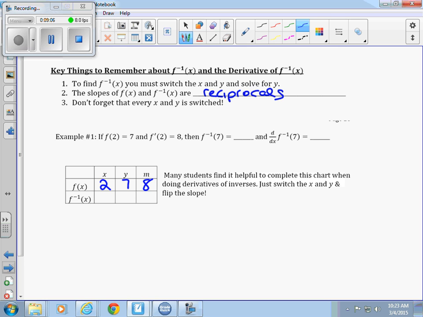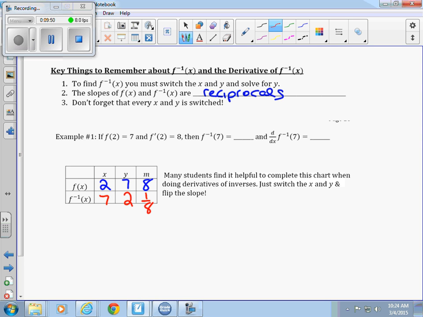If I am going to use any information about that point for f inverse, what is the x and y on f inverse? Right? I know something about f inverse of 7. I know that y value is 2. And I know that slope is 1/8. The table is very, very helpful. Yeah, just the reciprocal.